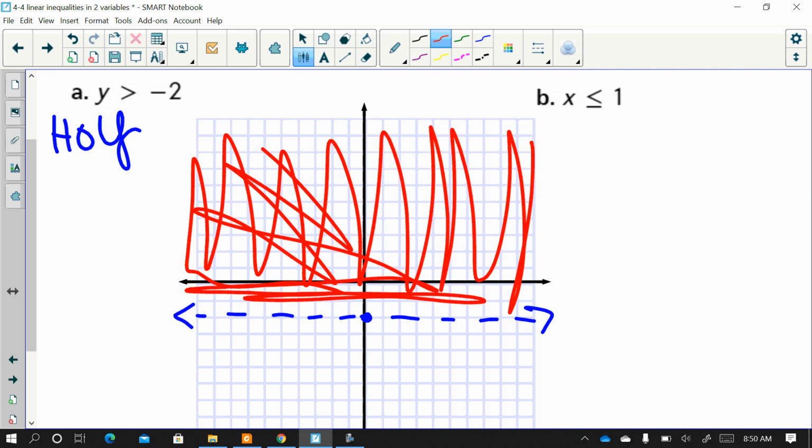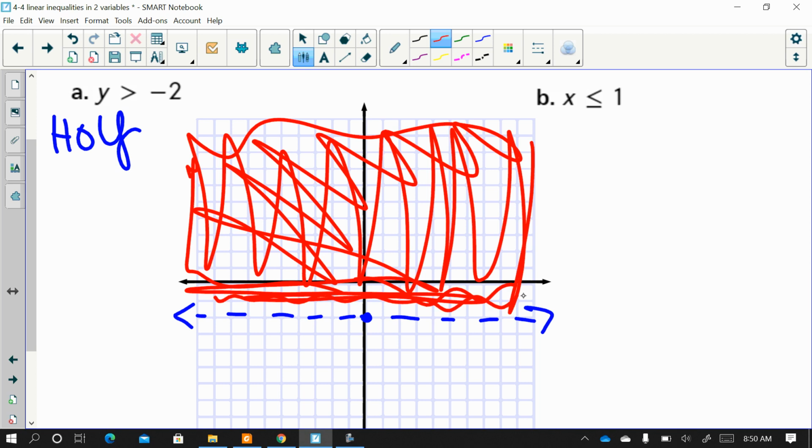Please make sure you're getting everywhere there. Don't just go above the y-axis. Make sure you get this space too. So that's how you would do letter A. Please pause the video and try letter B.